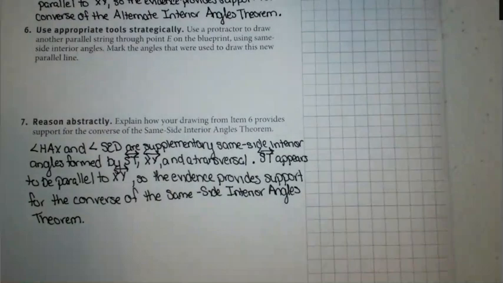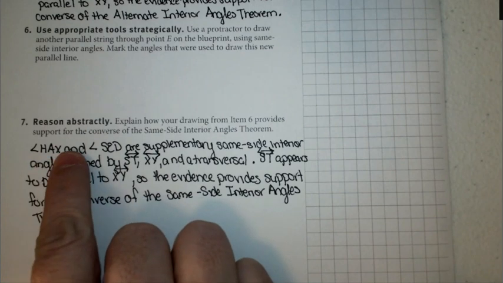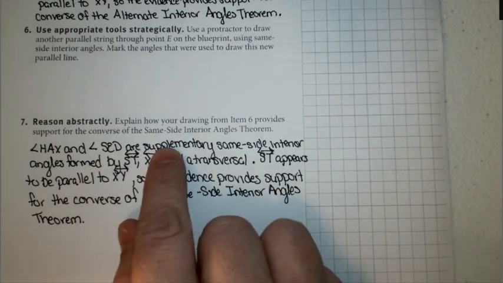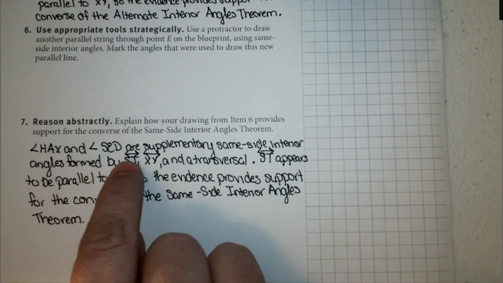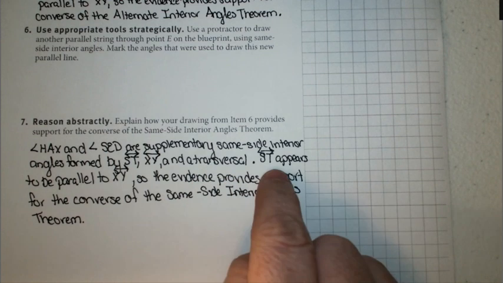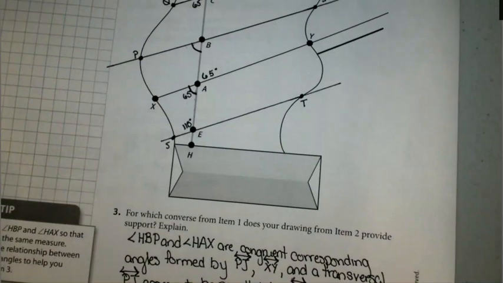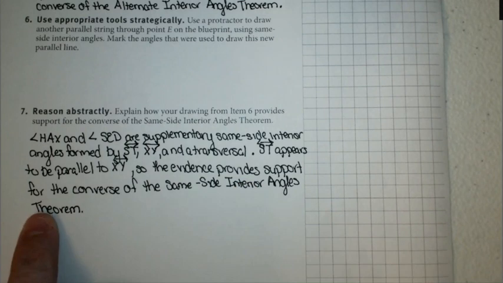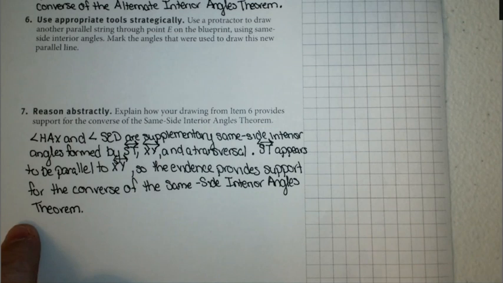So I provided this reasoning here. Angle HAX, which we created way back at the beginning, and SED are supplementary, same side, interior angles formed by line ST, XY, and the transversal. ST appears to be parallel to XY. They look about parallel. This is to provide evidence to support the converse of the same side interior angles theorem.